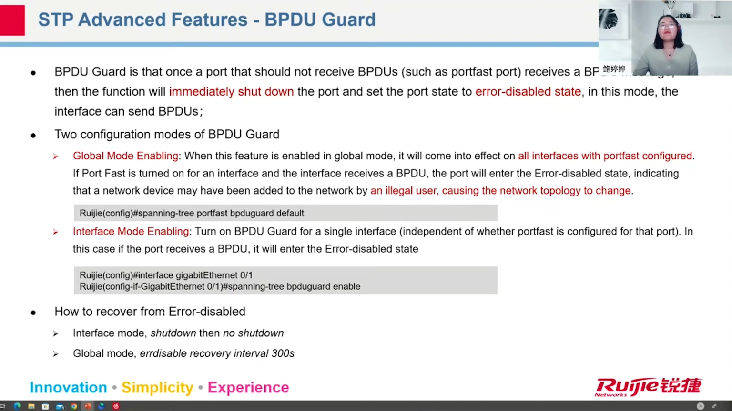Okay, and how to recover from error disable? For example, now we find this interface is a normal interface and we hope it can work normally. If you chose the interface mode enable, you have to shut down and no shutdown, and then the interface can work normally. In the global mode, you have to use a special command: errdisable recovery interval 300 seconds. So this is the command.